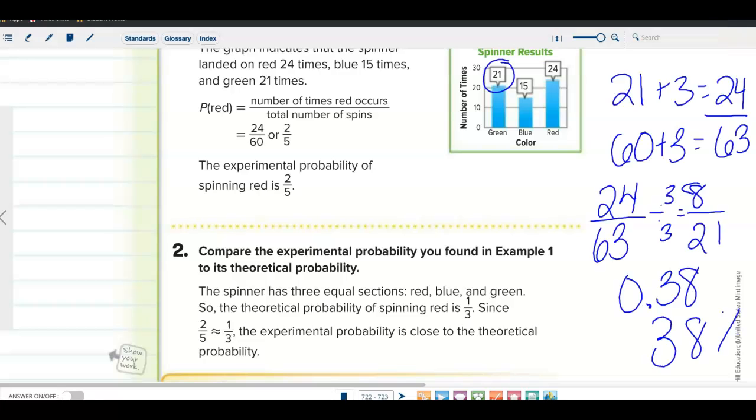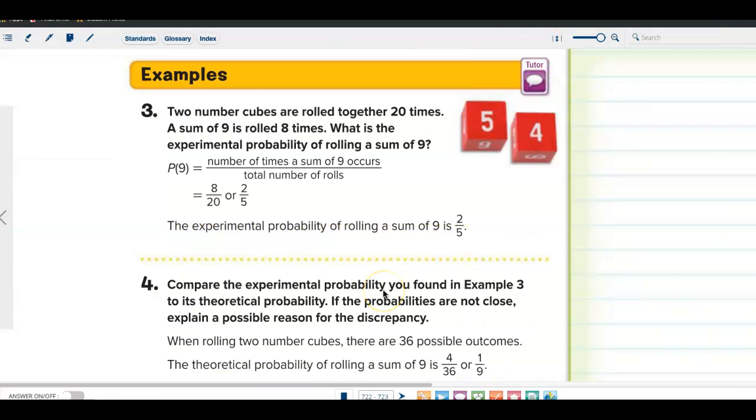Wait, so what's our experimental? Find what the experimental probability of rolling the sum of 9 is. So how many times did we actually roll a sum of 9? 8. Right here it says 8 times, right? So 8 out of how many times did we roll the dice? 20. It says 20. Okay.